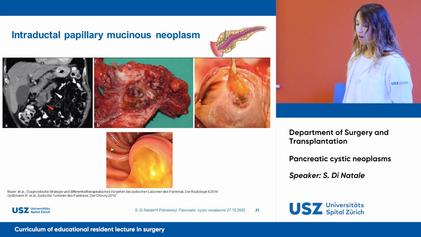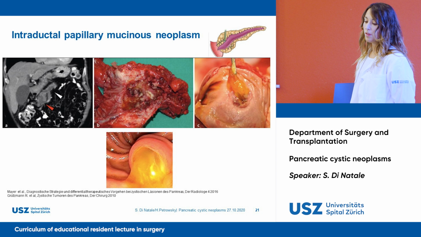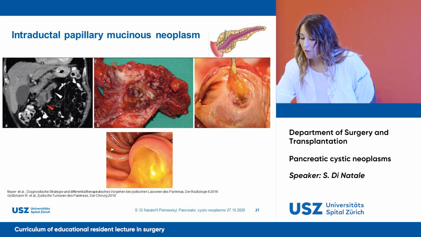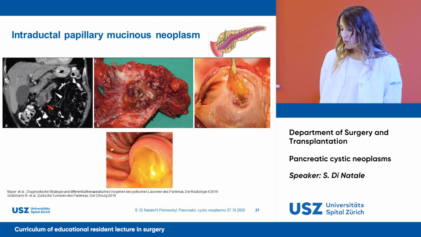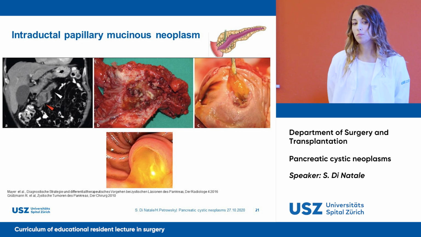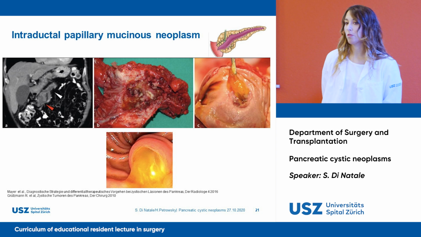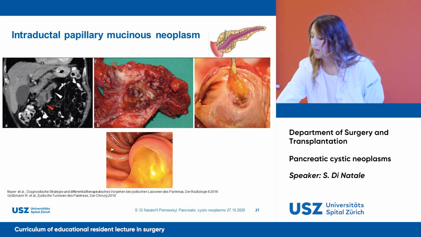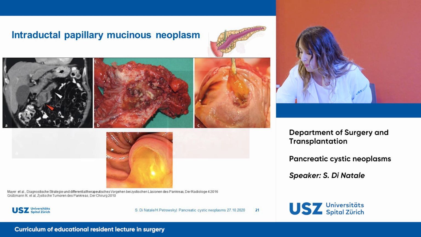So here a main duct IPMN is represented with dilatation of the main duct, the typical mucinous filling, and during ERCP, the characteristic fish mouth sign can be seen, which is characterized by mucus coming out of the papilla.